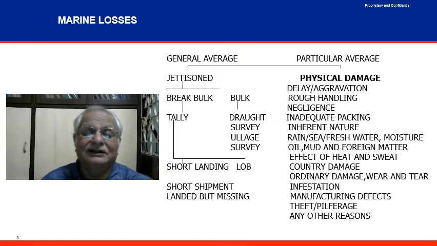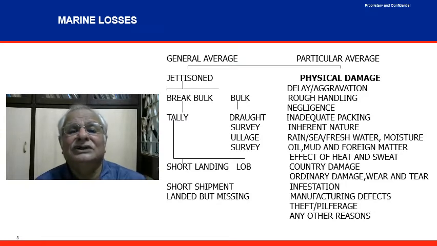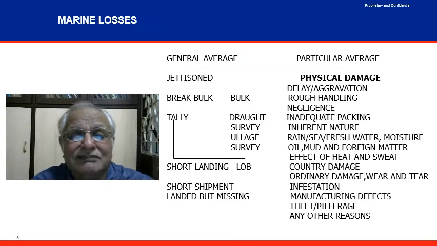So we should know all these things. Then there are various others. See, it is like this. The loss is attributable to insects, the cargo was not fumigated properly. All these damages are not covered under the policy.